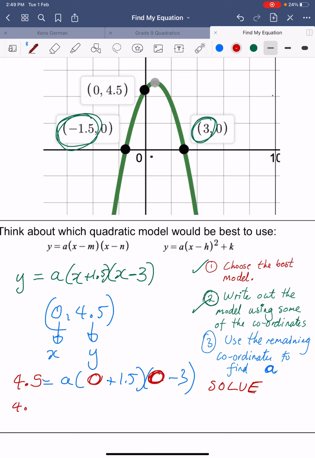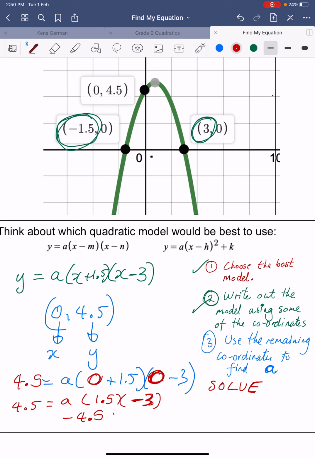We'll leave the 4.5 where it is, we'll leave the a where it is, but now we'll just work out the answers inside the brackets. The first one here is 0 plus 1.5, and the answer there is just 1.5. Now the next bracket is also quite easy. 0 subtract 3, and that is negative 3. And now because it's bracket side by side with a bracket, that means we multiply them together. And 3 times 1.5, but there's a negative. The answer there will be negative 4.5.